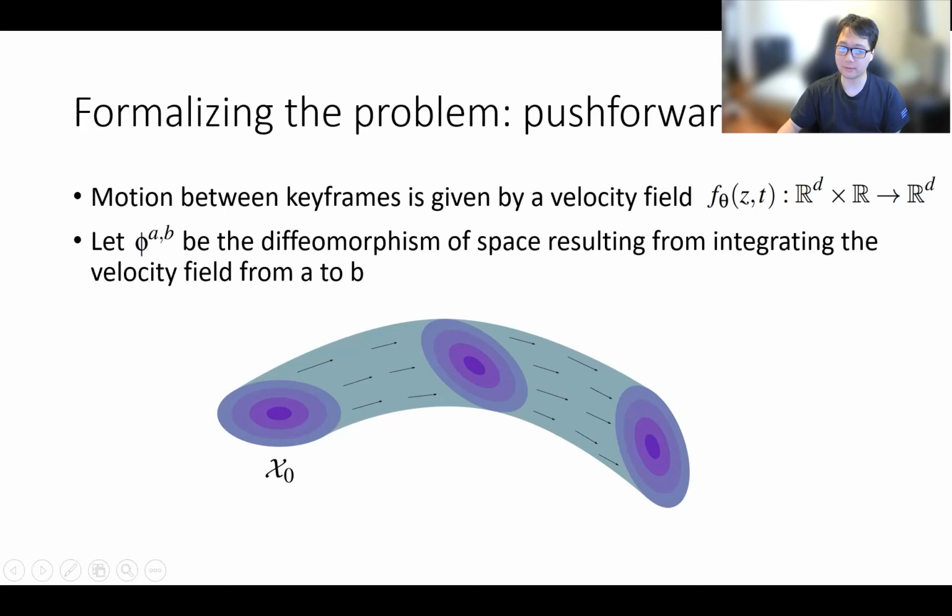I'm going to denote phi superscript AB as the map you get from integrating the velocity field from time A to time B. And this definition allows us to use the following push forward measure notation. If you're not super familiar with it, the pound sign is intentional and is how you denote applying phi to a measure. So if x0 is the starting keyframe, then the result of flowing x0 through the velocity field from time 0 to time 1 is this push forward measure. Likewise, from time 0 to time 2.